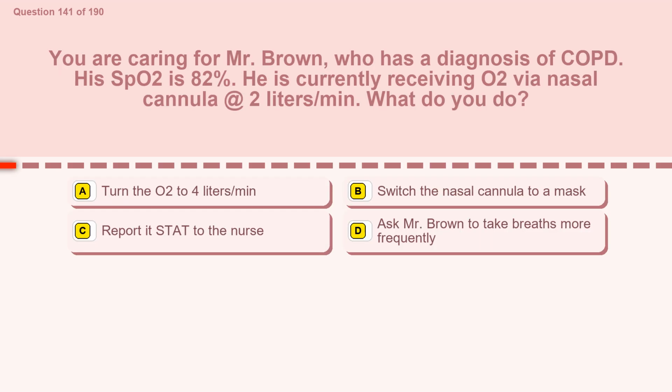Question 141. You are caring for Mr. Brown, who has a diagnosis of COPD. His SpO2 is 82%. He is currently receiving O2 via nasal cannula at 2 liters per minute. What do you do? Option A, turn the O2 to 4 liters per minute. Option B, switch the nasal cannula to a mask. Option C, report it stat to the nurse. Option D, ask Mr. Brown to take breaths more frequently.